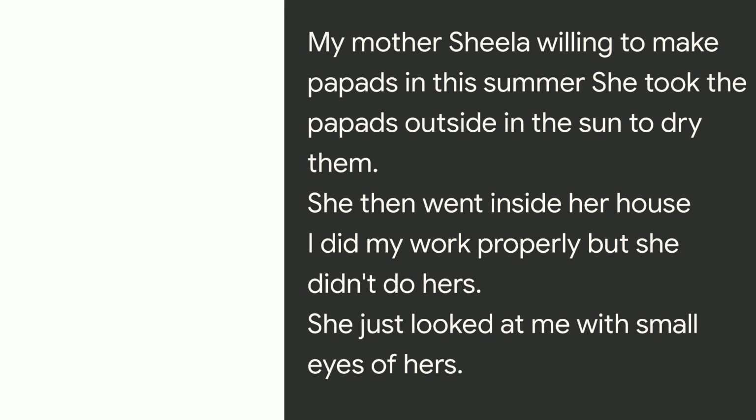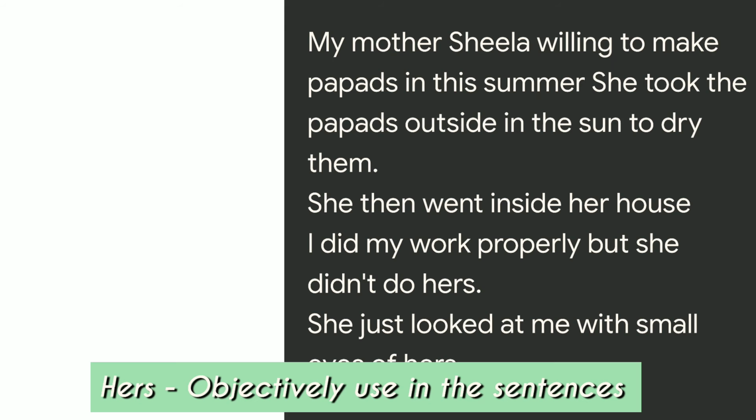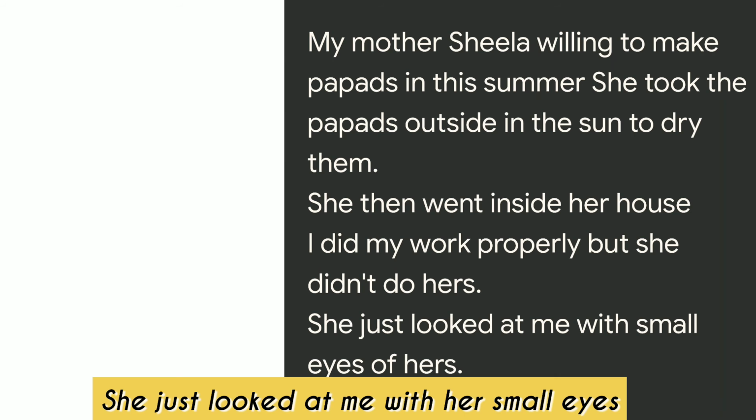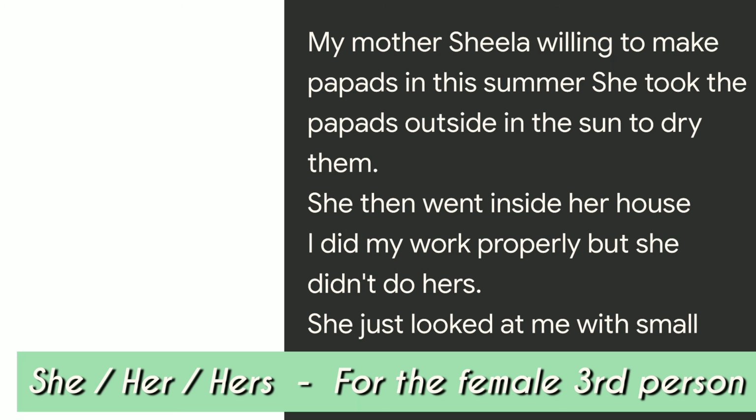I did my work properly, but she didn't do hers. She, for denoting what she did or what she didn't do. For that, I use she. Do hers. Hers, as an objective point of view. We use hers. She just looked at me with small eyes of hers. I use hers, not her or she. If the sentence is like she looked at me with her small eyes, then we use her as a possessive, her small eyes. So for a third person who is female, we use three pronouns: she, her and hers.